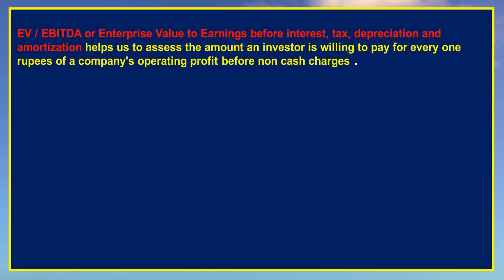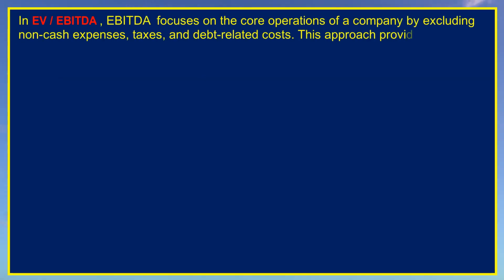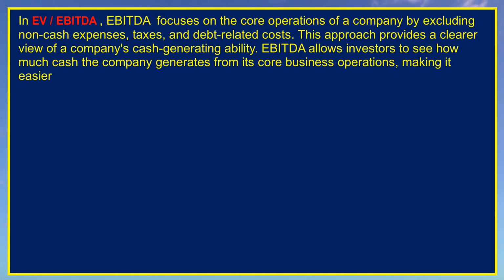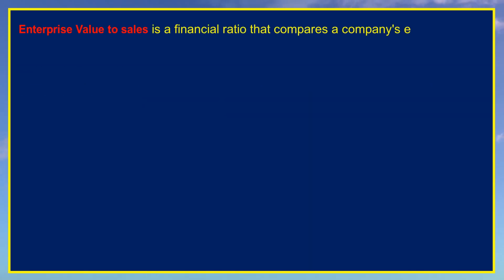It asks a simple question: how much are you paying for every unit of operating profit before non-cash charges that this company generates? EBITDA focuses on core operations, making it easier to compare companies across different tax regimes, capital structure, and accounting policies. Next valuation ratio is EV to sales or enterprise value to sales.